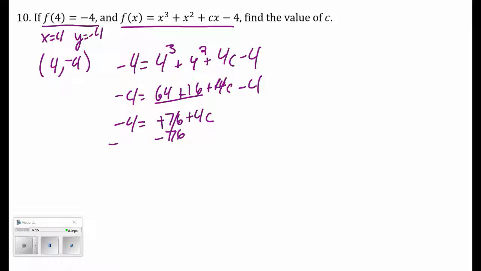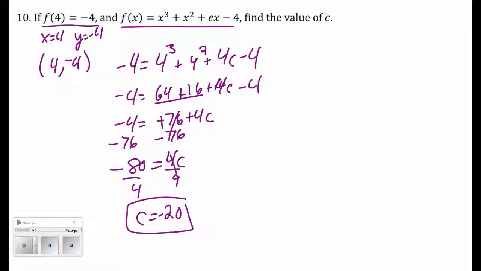Subtract that 76 over. Negative 80 equals 4c. Well, I don't care about 4c. I want plain old c. They're being multiplied together, so I'm going to divide by 4 and get c equals negative 20. So the value of c that makes the function pass through that point is negative 20. So f of x is x cubed plus x squared minus 20x minus 4.